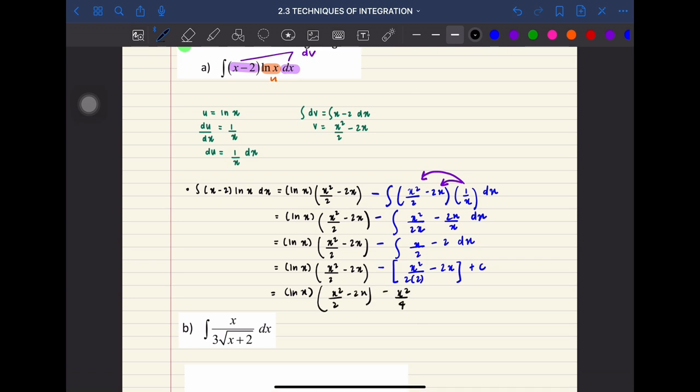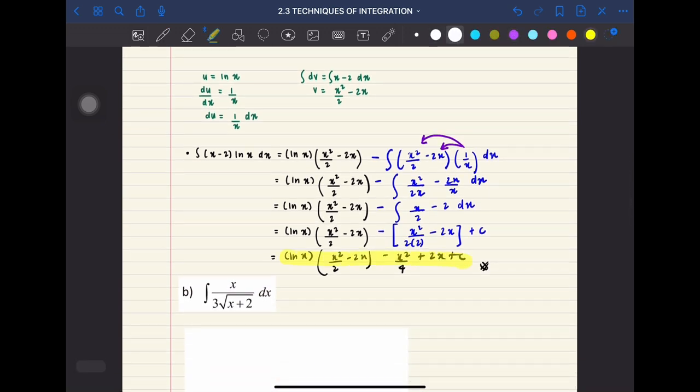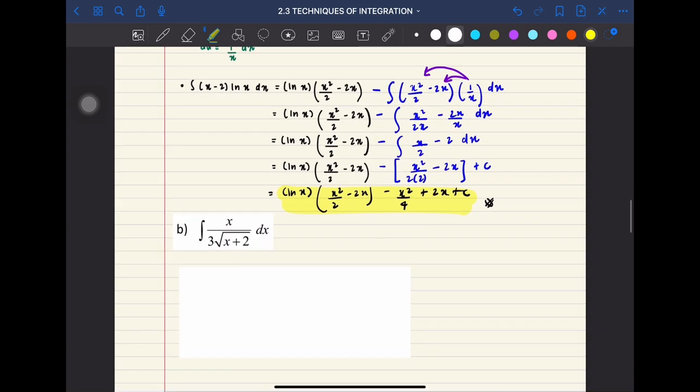X squared over 4 plus 2x plus c. Okay, so this is your final answer for A. Okay, moving on to B. So for B, we have the square root over there. Okay, so I'll just change it into the power.